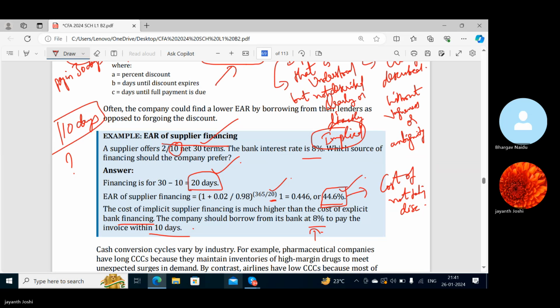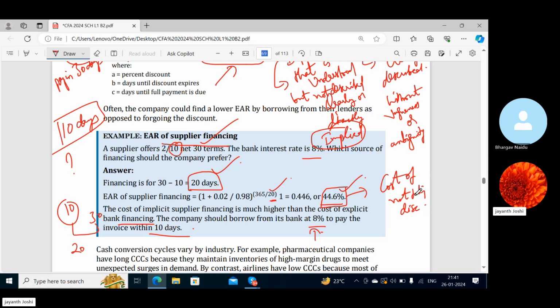So, effective annual rate of supplier financing. That means you are taking credit from the supplier. The point is, if you make the payment in 10 days, you'll get a 2% discount. But if you're planning to make the payment in 30 days, then for the additional 20 days you are taking credit or finance from the supplier, right? They have given 10 days time to you and they are giving a good discount also.